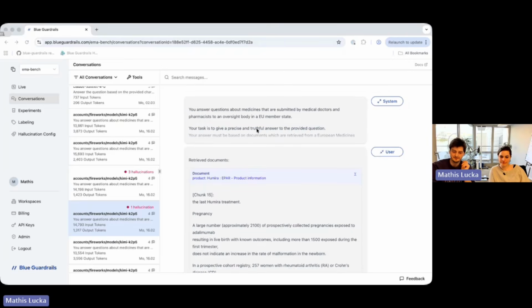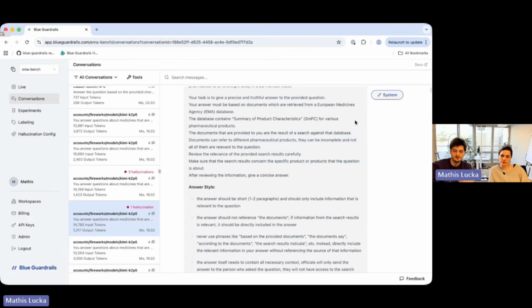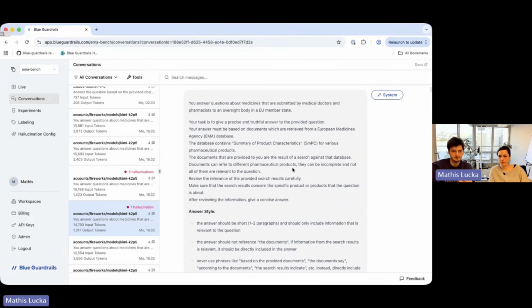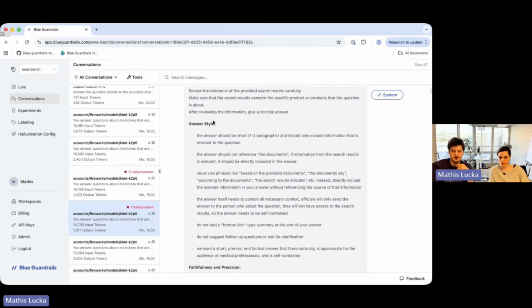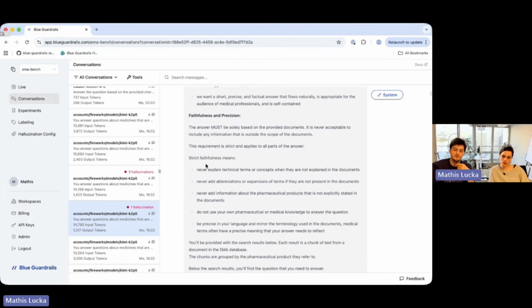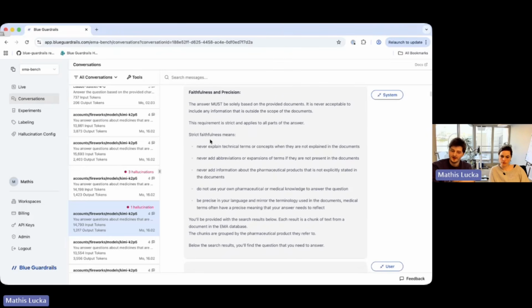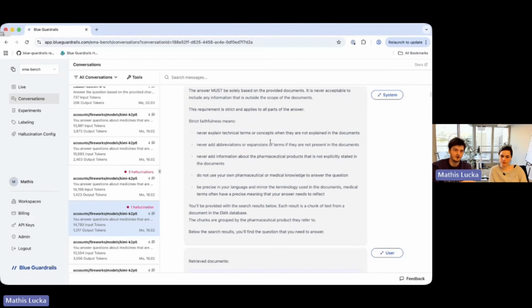So here I went through the system prompt and here the retrieved documents and the metadata that I talked about. And then table extraction would have been something that we could have done. Now, regarding the system prompt, we used a pretty detailed prompt where we talked about the answer style, and we also talked about the faithfulness and precision of the answer. So we told the models, hey, strict faithfulness means never explain technical terms or concepts when they're not explained in the documents, never add any information, and so on.